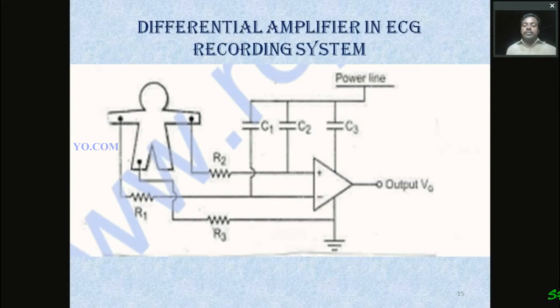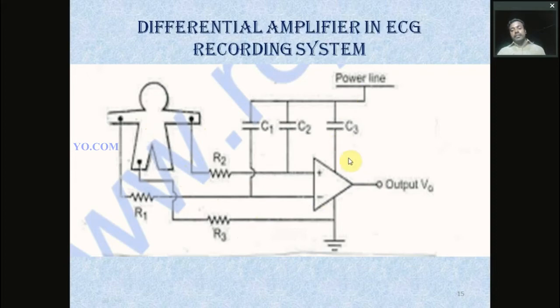So it has two inputs: one is the non-inverting input, and the other is the inverting input. The non-inverting input is connected to the right hand, the inverting input is connected to the left hand, and ground is connected to the left leg, which is the reference. Then the output is taken here.